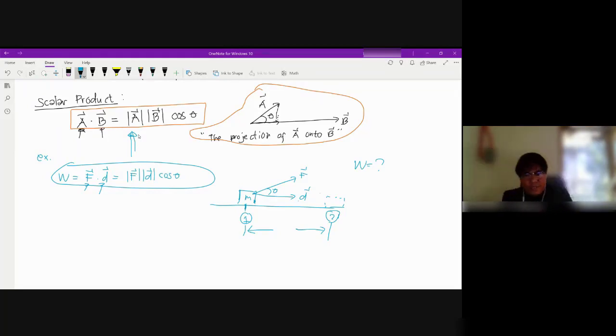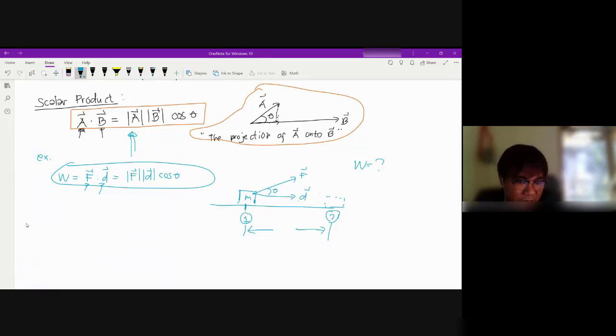Okay? So now, suppose, this is an example of the application of the concept of the scalar product, which is actually the work done. So now, what I will do is, suppose you are given two vectors, how do you perform the scalar product?